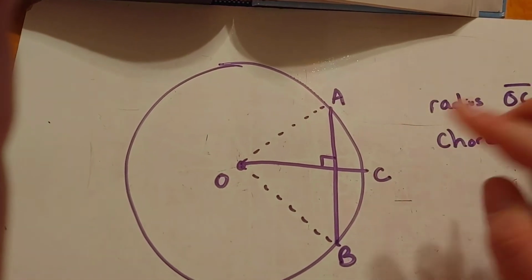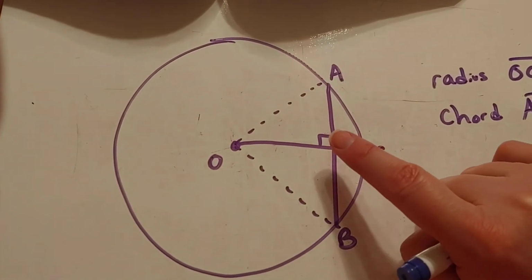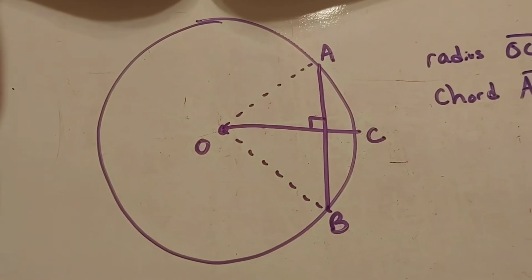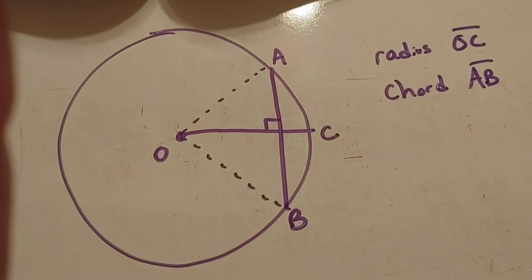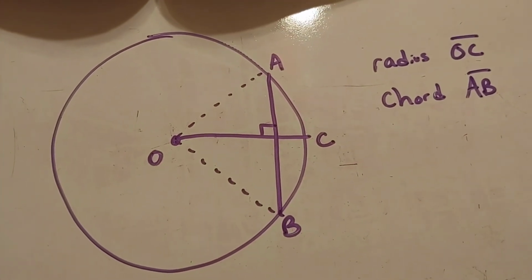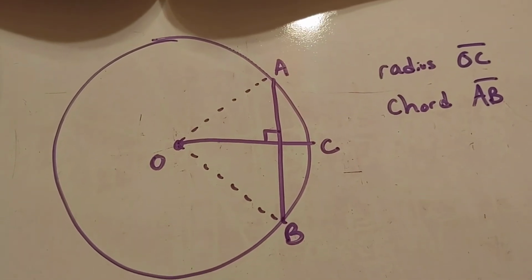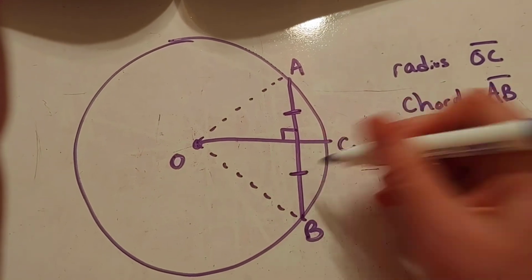So is my radius perpendicular to my chord? Absolutely. You can see that 90-degree angle, which indicates that they're perpendicular. If that's true, it bisects the chord. That means it takes this chord, and as we definitely know from a previous video in geometry, bisects means cut into 2 equal sections, which means this section is congruent to this section.